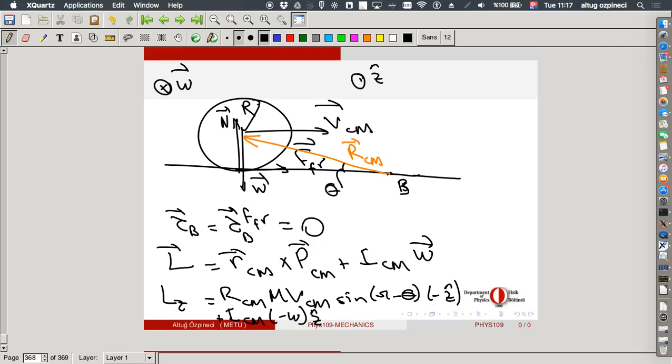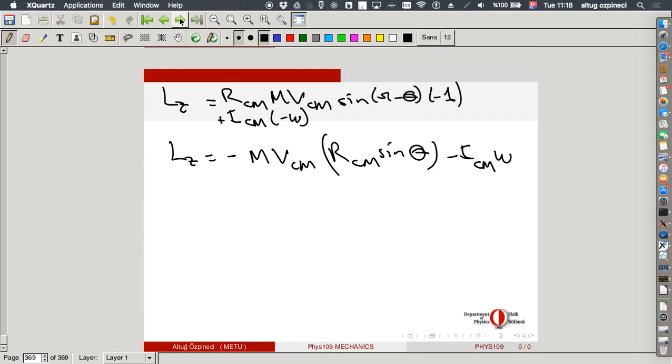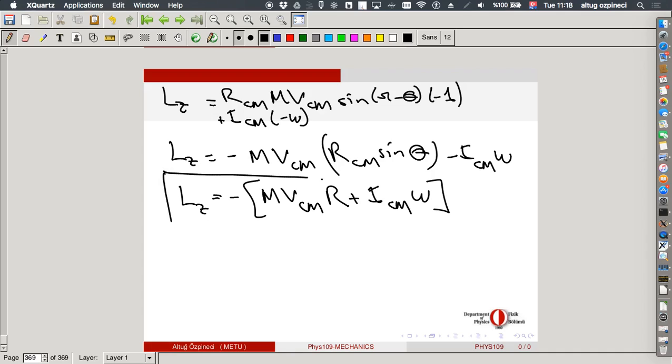Now let's see. This is my r center of mass. This is the angle theta. So r center of mass times sine of that angle is nothing but the radius of my sphere. Minus m v center of mass times r plus I center of mass times omega. This is with respect to the point B.